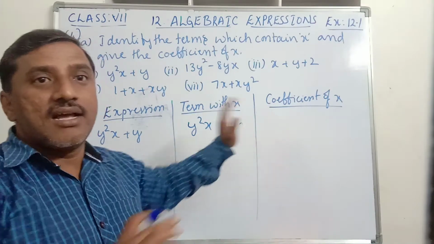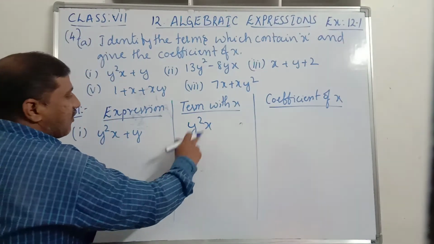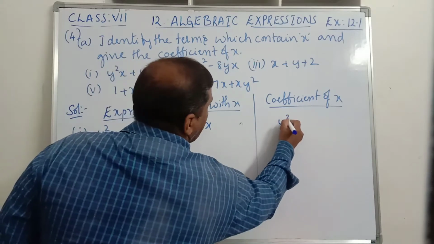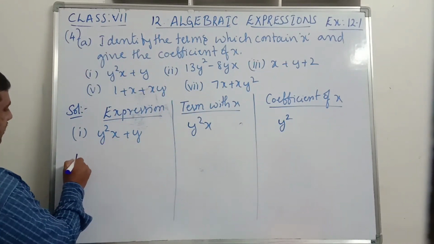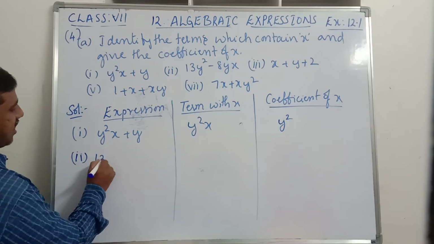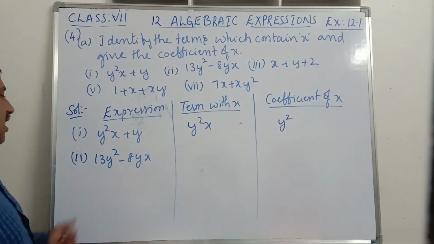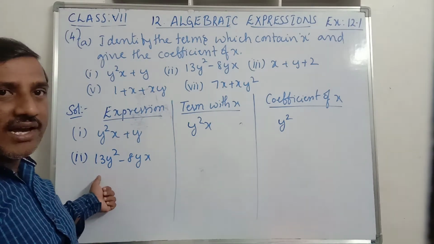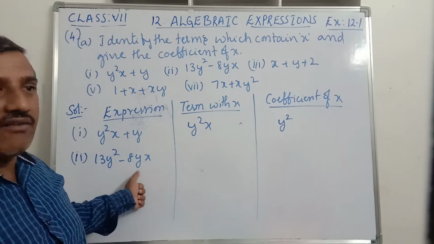Other than x, the remaining all will be the coefficient of x. Other than x, what we have here is y square. Therefore y square is the coefficient of x. Next, the second question here we have 13y square minus 8yx. So here two terms are there. 13y square, there is no x. Second term, minus 8yx, we have x is there.